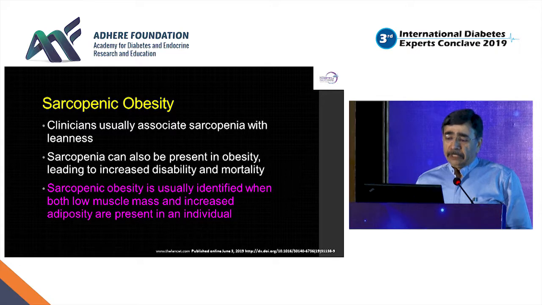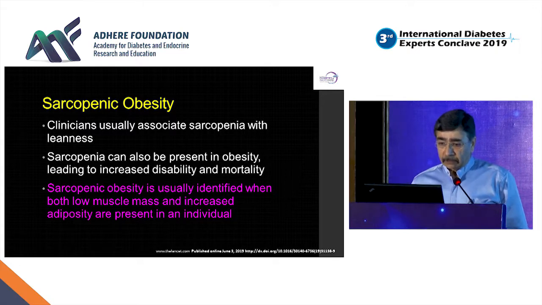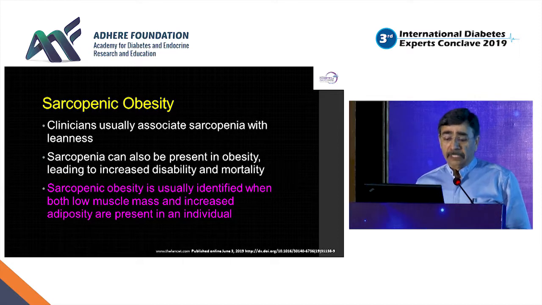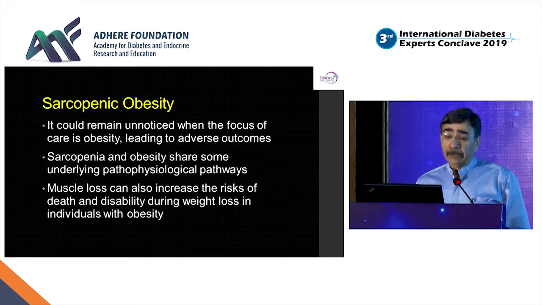Clinicians usually tend to associate sarcopenia with leanness, but it can be present in obesity also. And sarcopenic obesity is usually identified when both low muscle mass and increased obesity are present in individuals, and it can remain unnoticed because we are focusing on obesity or adiposity, and patient may have lean muscle mass, and when we are making them lose weight without advising them adequate exercise, this may be detrimental and cause damage.